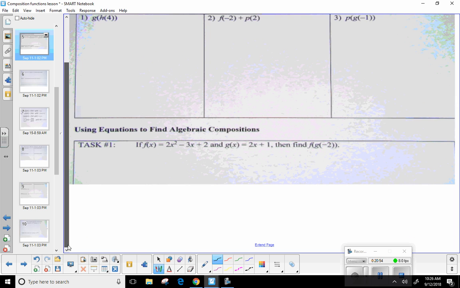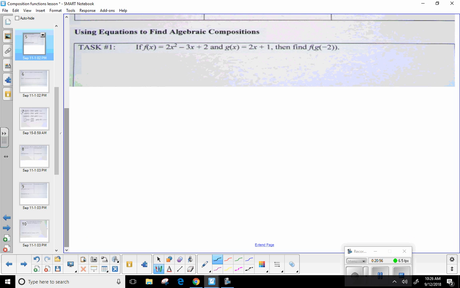Okay, I want to extend on this idea and do one more thing. Task 1: I'm given two functions here, a quadratic and a linear, and it says find f of g of -2. This is just what we finished yesterday. Which one do I evaluate first, f or g? G. Always start with the inside and work out. So g of -2, 2x plus 1, I replace every x with -2, and what does that give me?